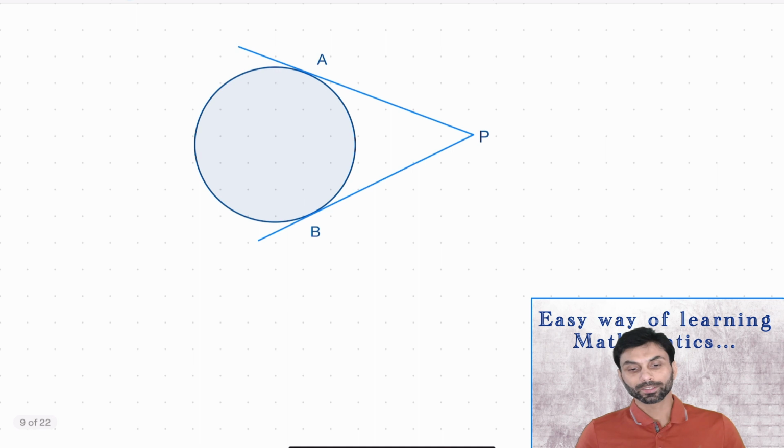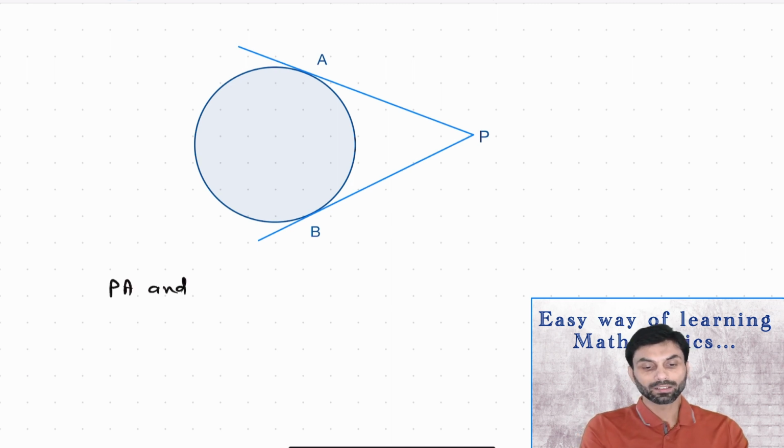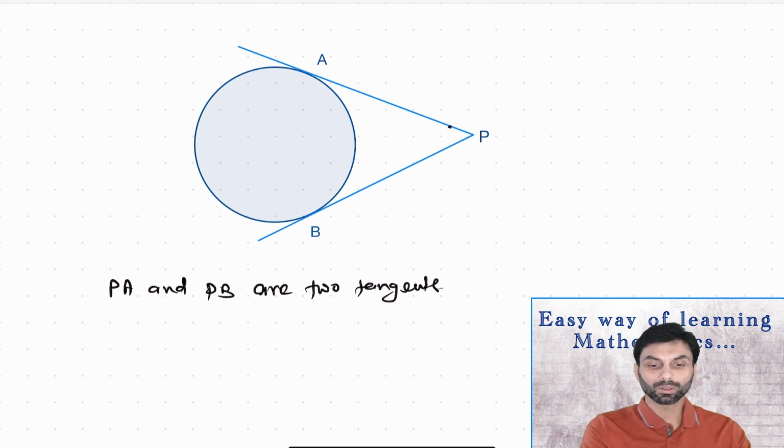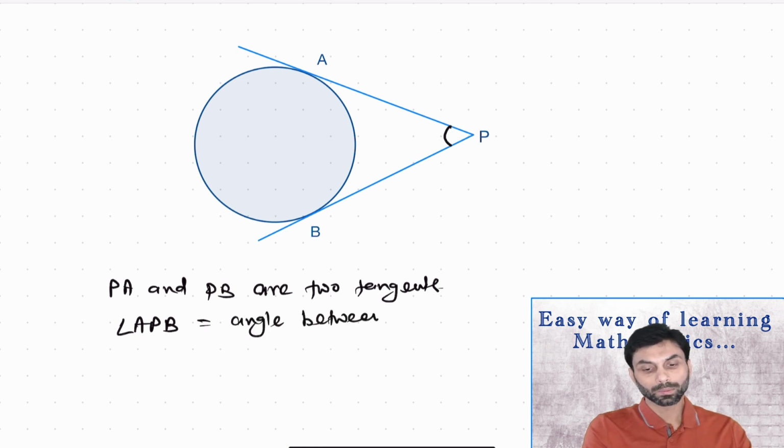Moving to the next case, we'll talk about some of the terminology which will be involved when a pair of tangents are drawn from a point. In this case, if you see here, PA and PB are two tangents. Another case is if you talk about this particular angle. So here, angle APB is known as angle between the tangents.